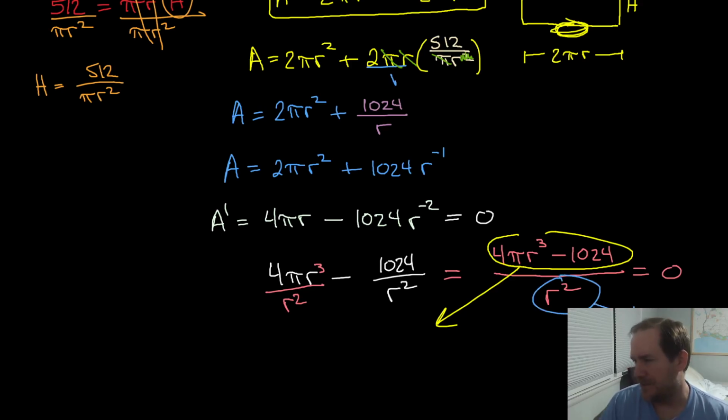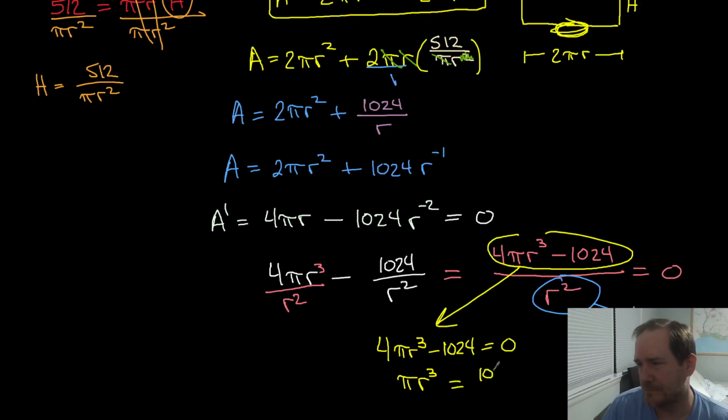And we'll start with the easy one. r squared equals 0 when r is 0. So technically that's a critical value. That's a point that I want to consider. Then 4 pi r cubed minus 1024 equals 0. I guess we're adding 1024. And then I guess we would divide by 4.